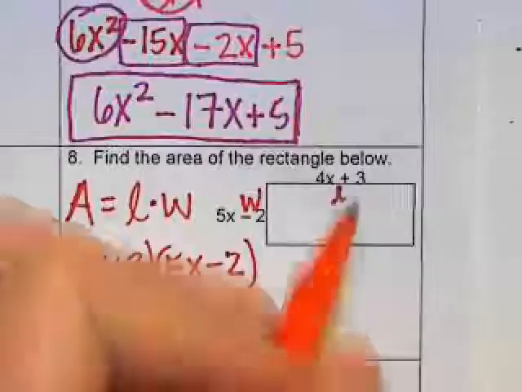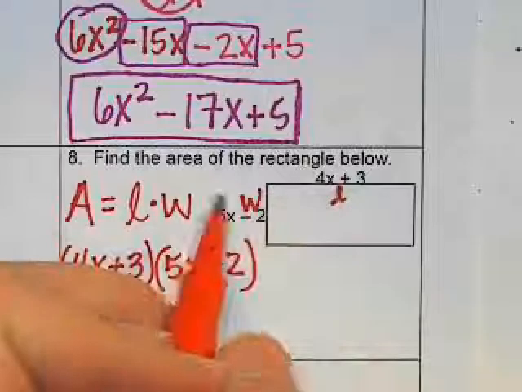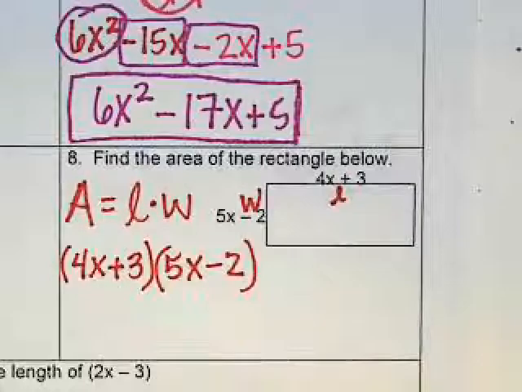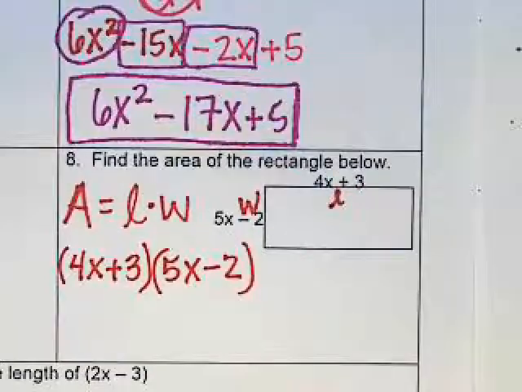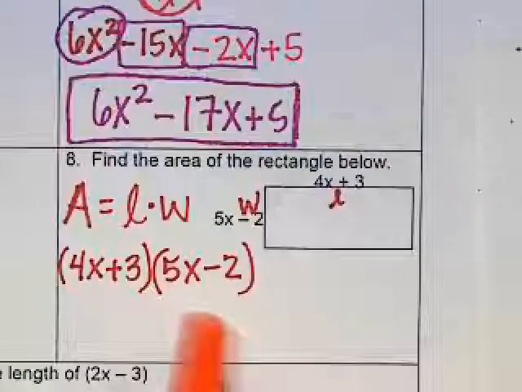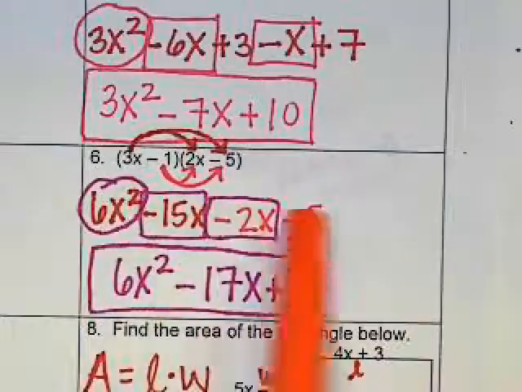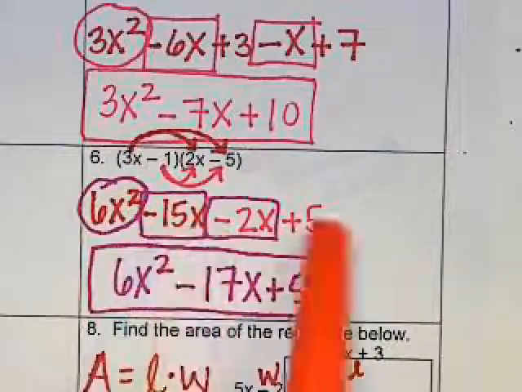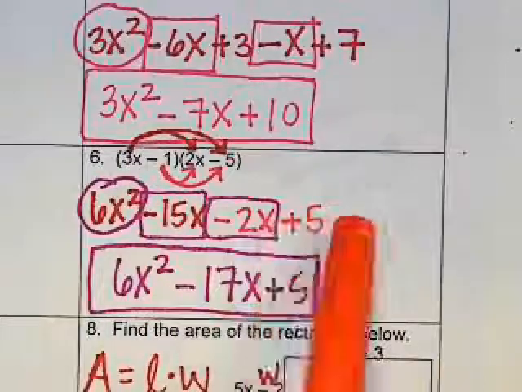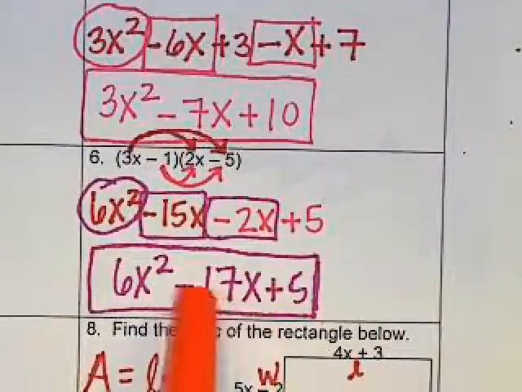Now, before I start, would it be okay if I switched my length and width? What if I would have made this my width and this my length? Would anything have changed? No. Your final answer would be the same if you do it correctly. When you double distribute and you get your answers down here, like this line right here, it would be out of order. Okay, but once you combine your like terms, it should all be the same.